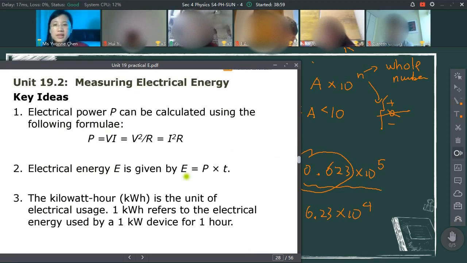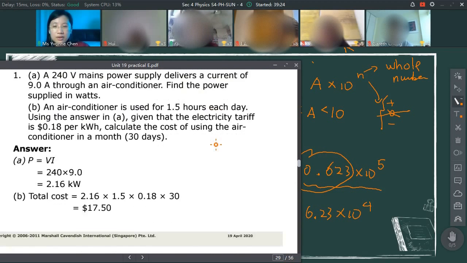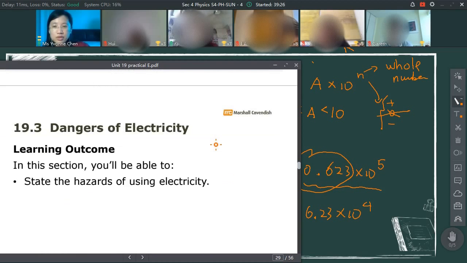Okay. So we talk about the key idea so far. Power equals V times I equals V squared over R equals I squared times R. Okay, so far okay? Anyone want me to slow down? Please raise your hand. Okay, then we also have electrical energy equals power multiplied by time. And we talk about kilowatt hour. That's how we measure electrical energy, how we calculate the utility bill. Okay. Some of the questions we'll skip.